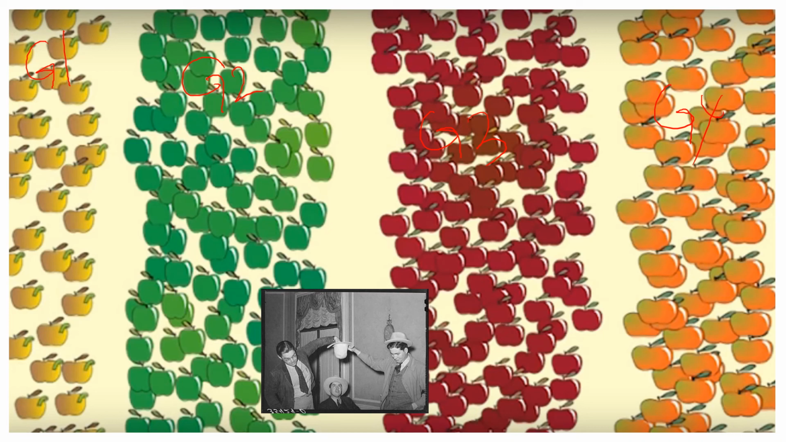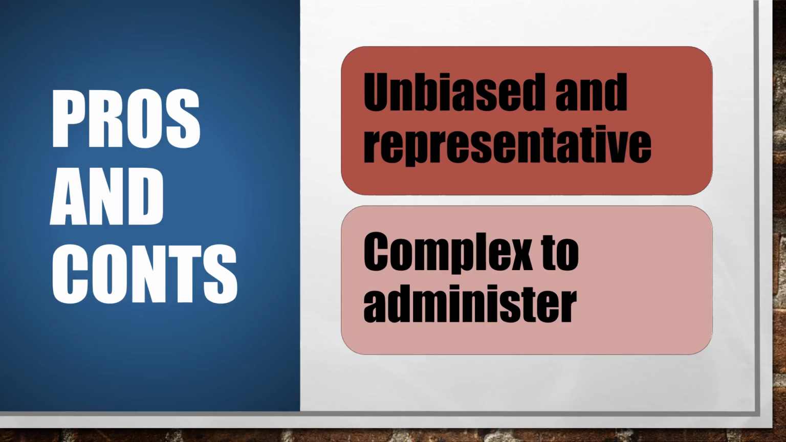Within each group, a random sample is taken, sometimes in proportion to the size of the group. So we do the random sampling and then choose the apples that we want to be sampled from each group. This is what we call stratified sampling. Stratified sampling can lead to a very good random representative sample. However, it can be complex to administer, and a sampling frame with considerable information about the population is required.